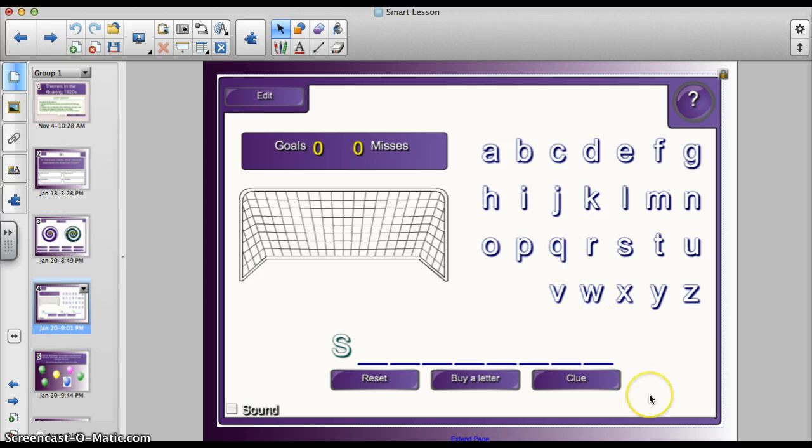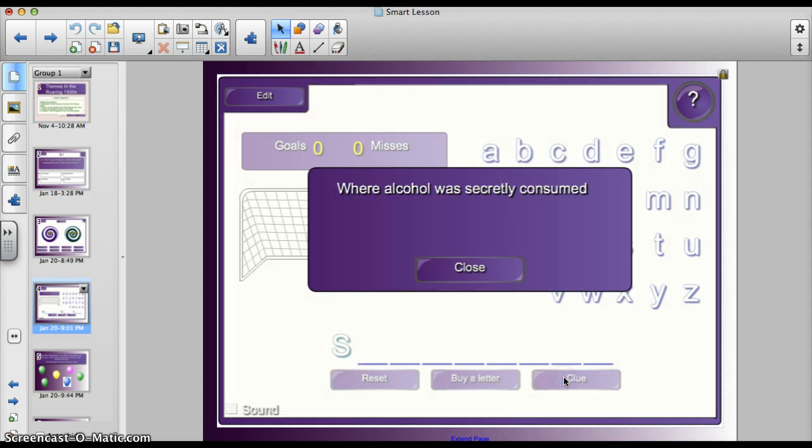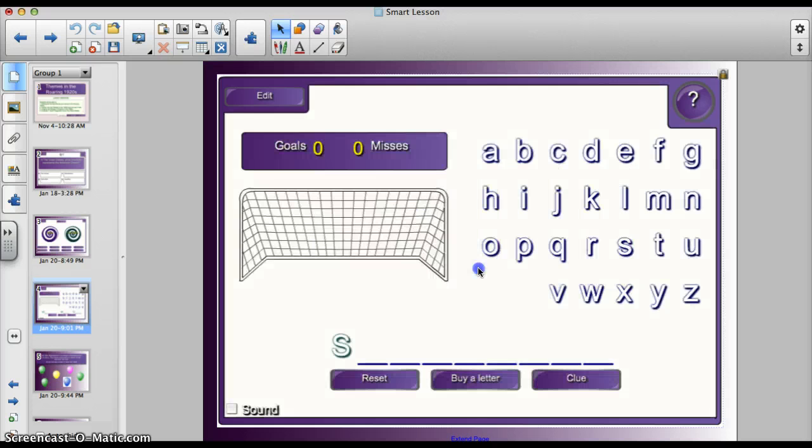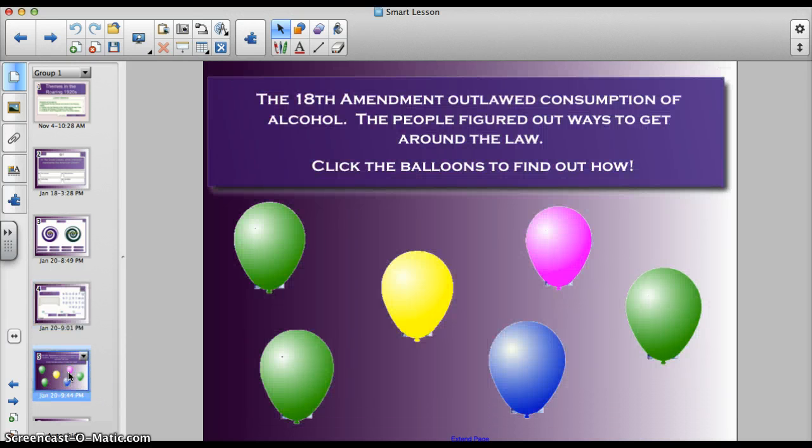I believe I have 5 words here. So once again, it starts with an S. There's a few letters. Maybe they can guess and come up. If they don't, look at the clue where alcohol was secretly consumed, and then they should know that it's a speakeasy. So that's this slide. The next one is a balloon pop.